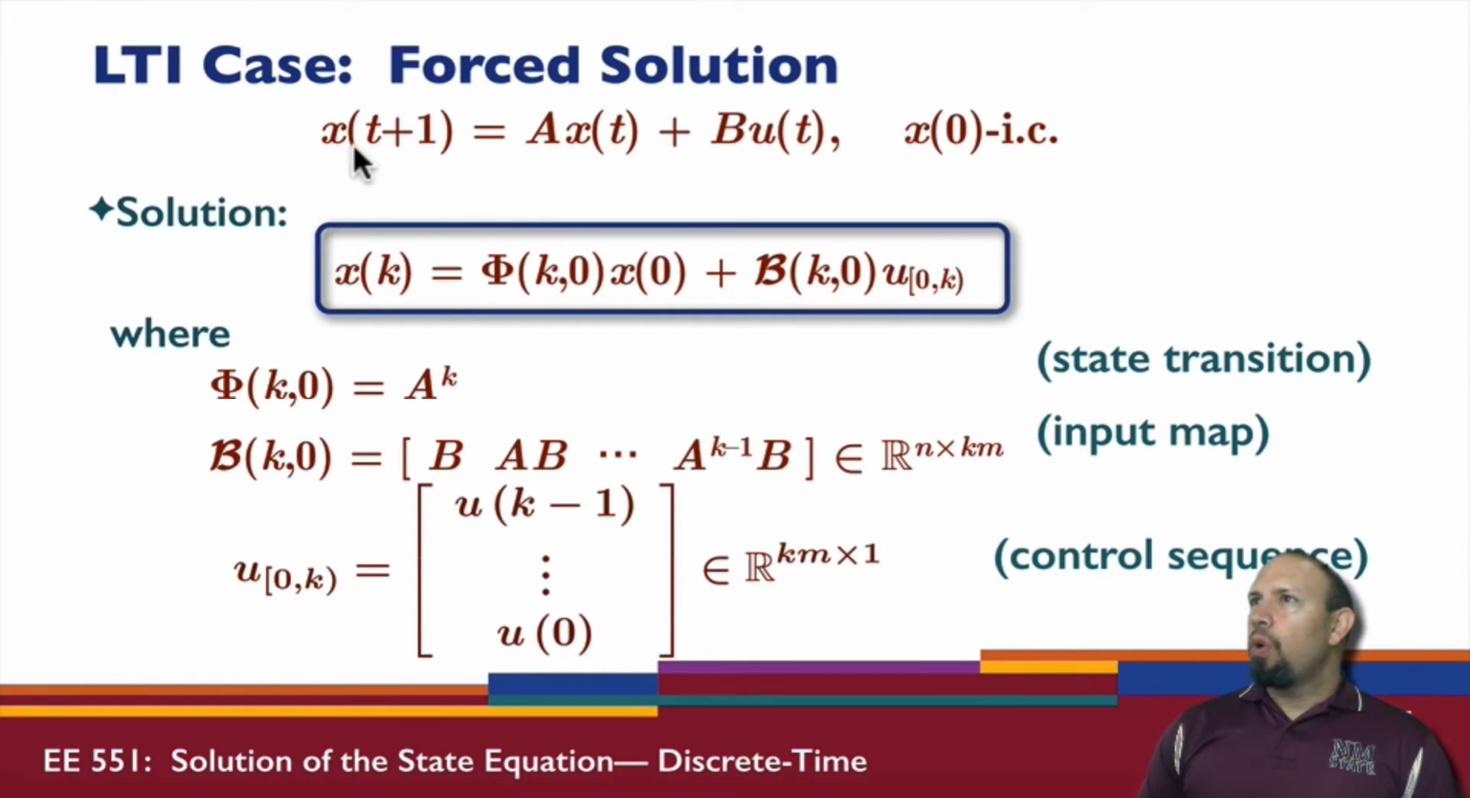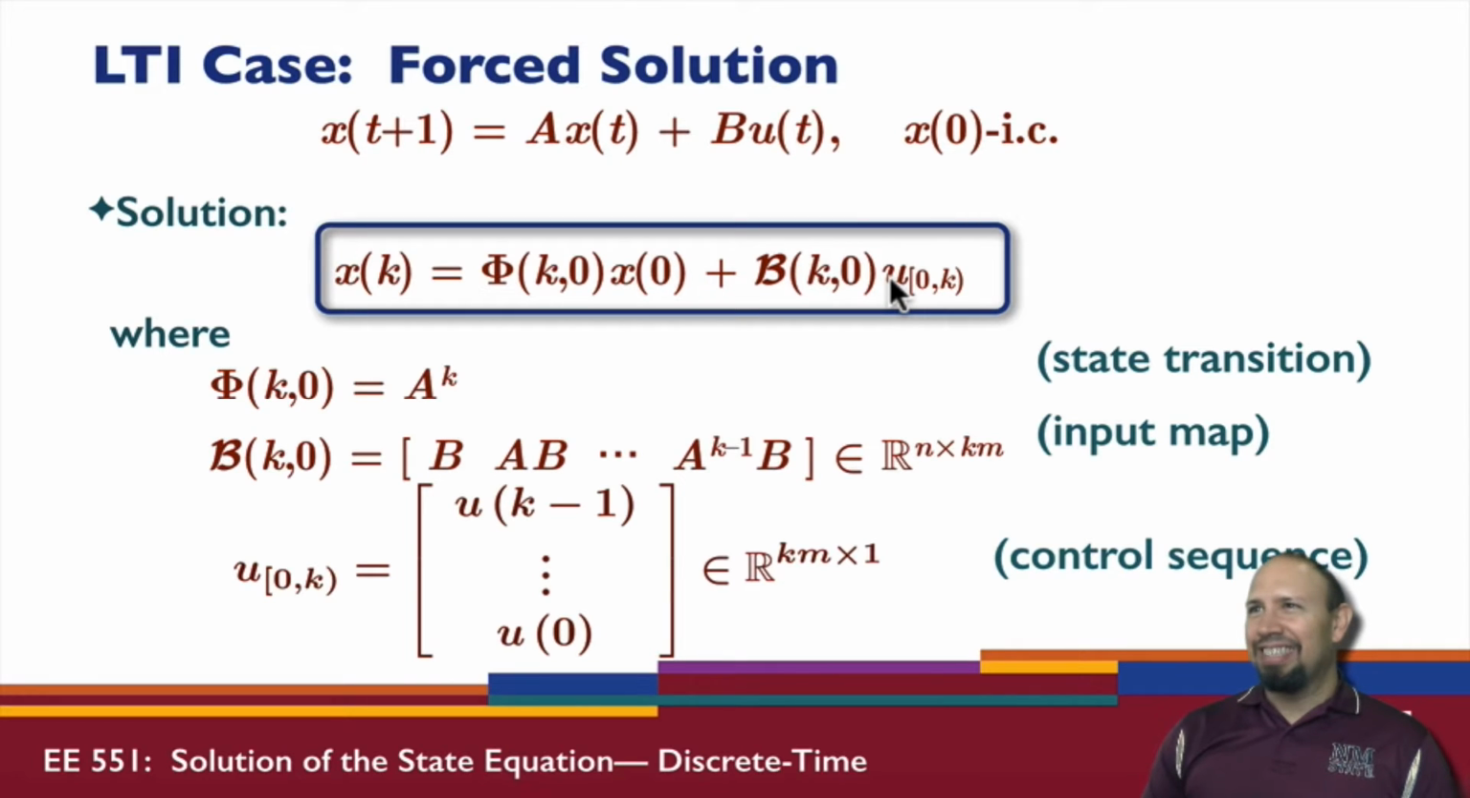So, in general, for this forced solution of this equation, we have some initial condition, and we have some input. In the natural solution, we just looked at the initial condition term. Now we look at the control input term. And so this is the solution that we get: x at time k is the state transition matrix times the initial condition, plus this thing times this thing.